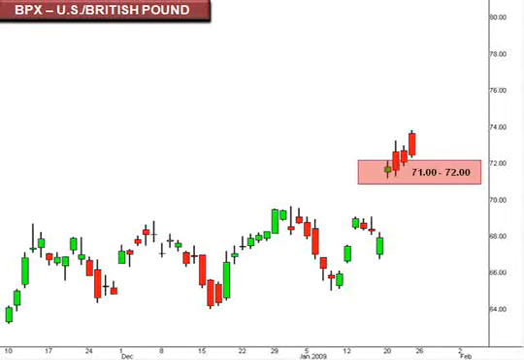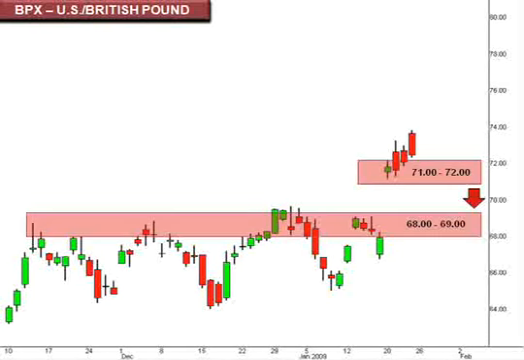Well, that 71-72 box finally came into play as the BPX, the US versus the British pound, broke out last week. Now, at this point, we are open to the possibility of a rally into that 75-76 focal zone. However, it would not be unnatural to see some backfilling after such a robust move, which would likely bring us back down into that 68-69 focal zone.